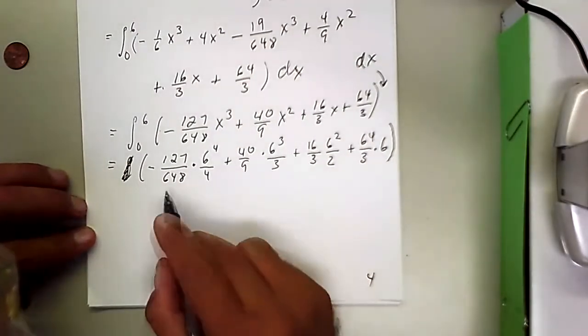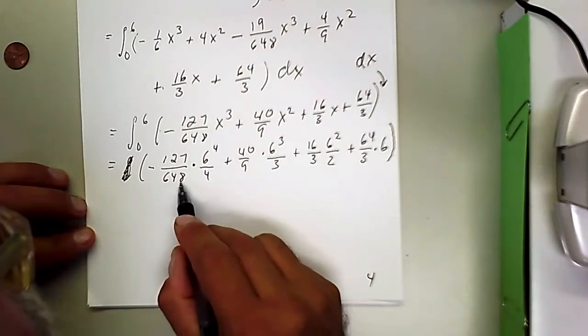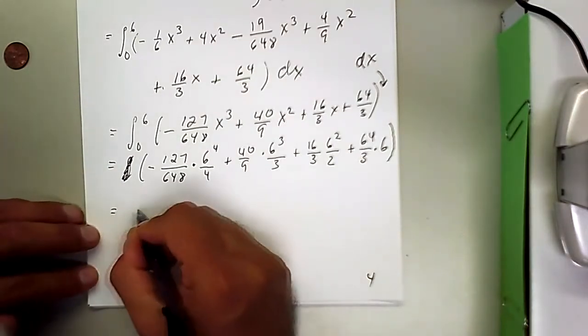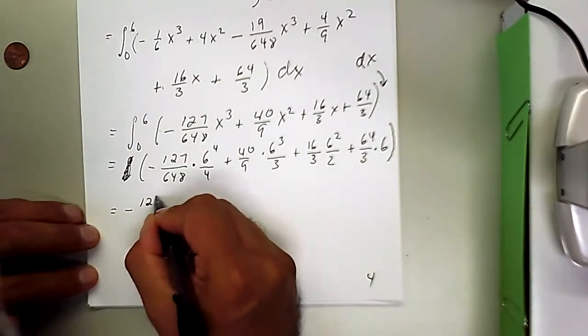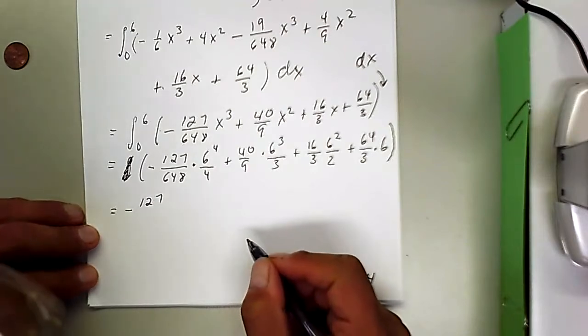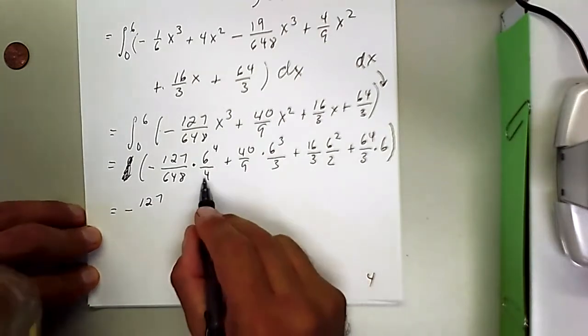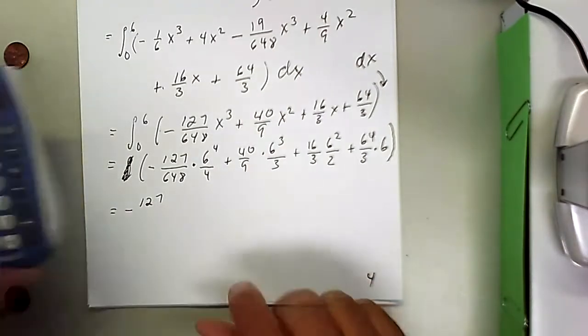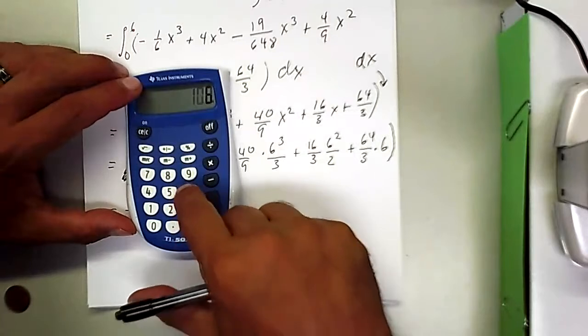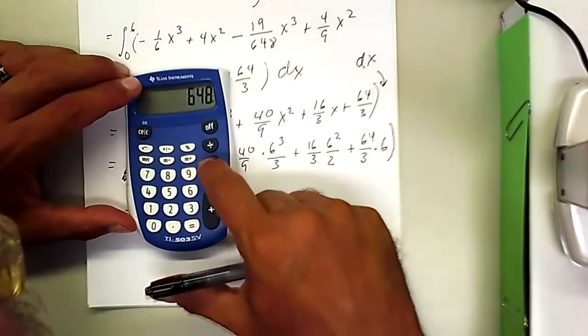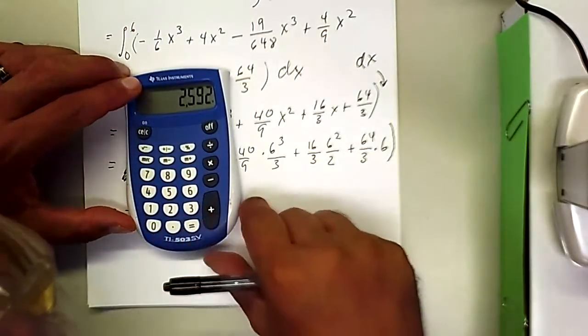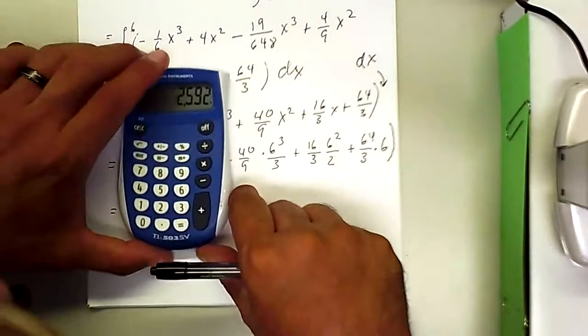Let's simplify 648. All right, so the 127 is a prime number, so I'm not going to be able to work with that. 4 times 648, I can just show you what I'm doing. 648 times 4 is equal to 2,592.